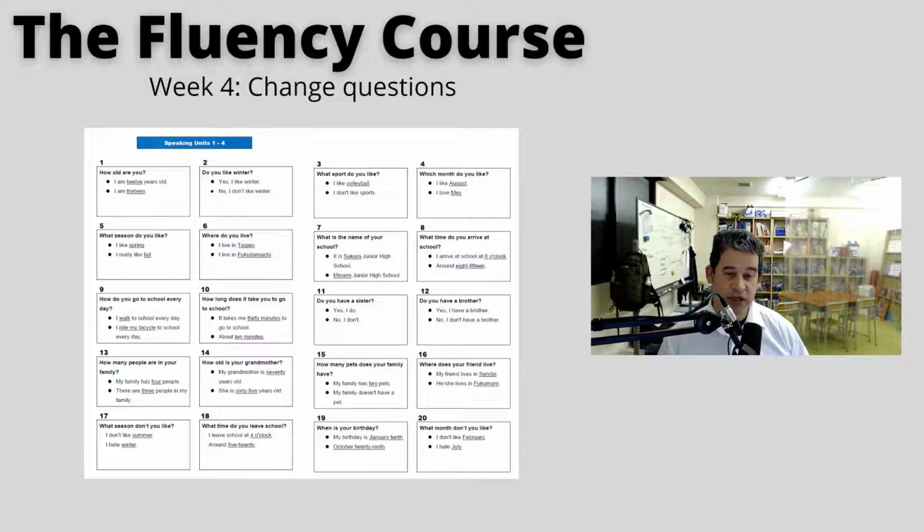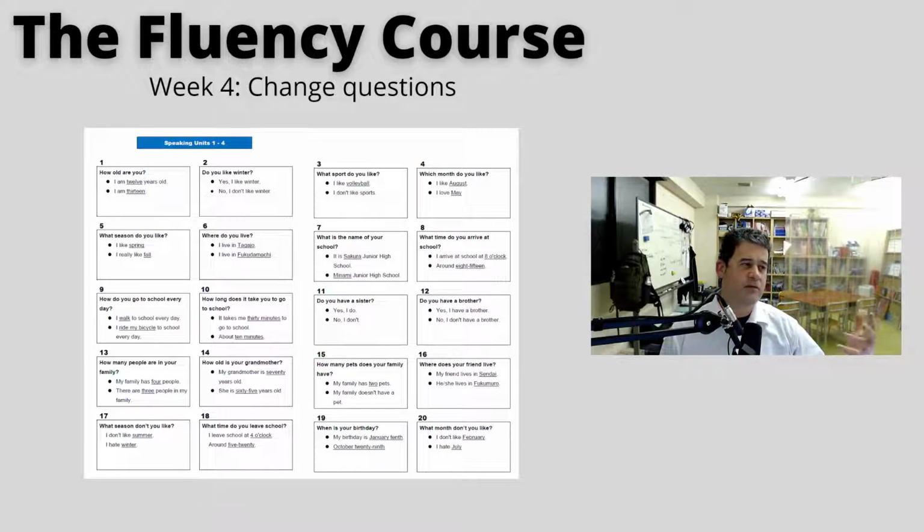So for example, question 11, do you have a sister? We'd cross out sister and you could write computer, for example. And this is a great chance to encourage the students to use their own English, or to ask the teacher if they don't know how to say something or if they don't know how to write something. We can write it on the board for them.